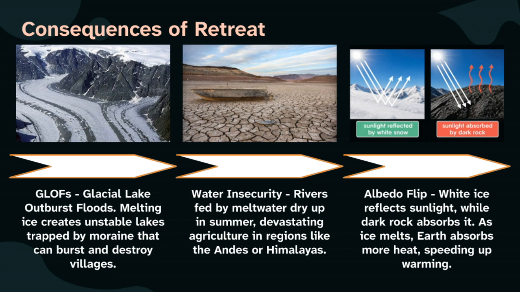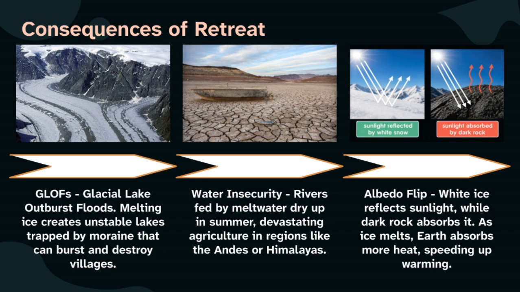The second consequence is water insecurity. Many rivers depend on glacial meltwater, especially during dry seasons. At first, as glaciers melt faster, river flow may increase. But over time, as the glacier shrinks, there is less ice left to melt. Eventually, river flow can decrease, especially in summer. This is a serious problem in places such as the Andes and the Himalayas, where millions of people rely on meltwater for farming, drinking water, and hydropower.